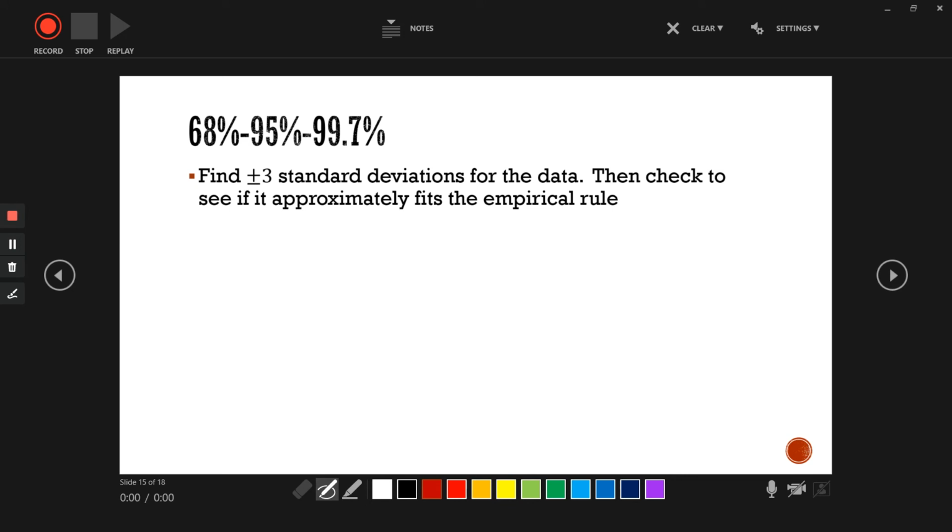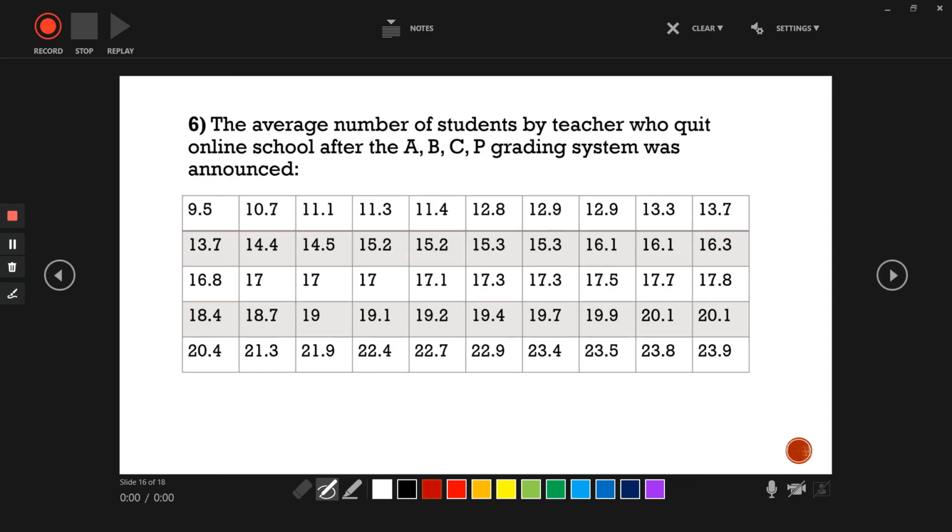All right. So what you want to do is find the standard deviations for the data and then check to see if it fits the empirical rule, right? See if 68% of your data happens to be within plus or minus 1. Check if 95% of your data happens to be within plus or minus 2. And check if 99.7% of your data is between plus or minus 3. It's kind of a pain to do, and unfortunately the calculator doesn't really do this part, but that's okay.